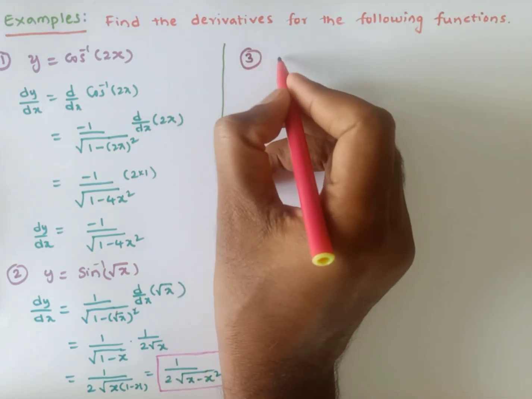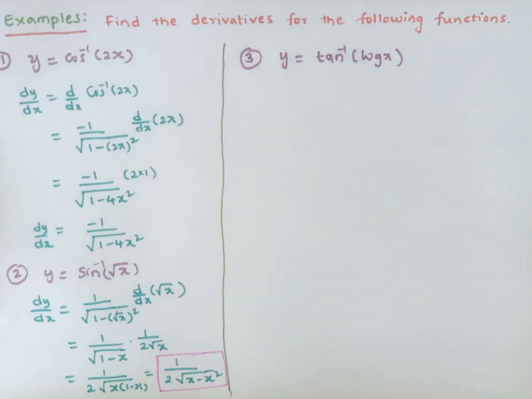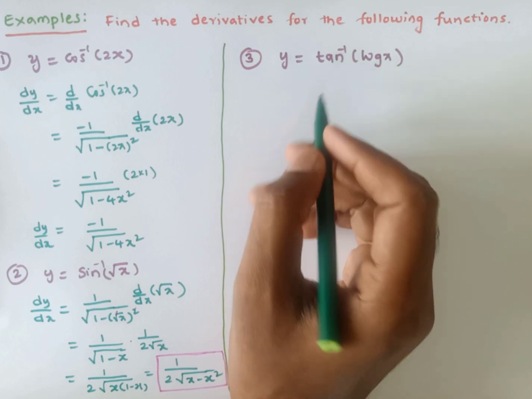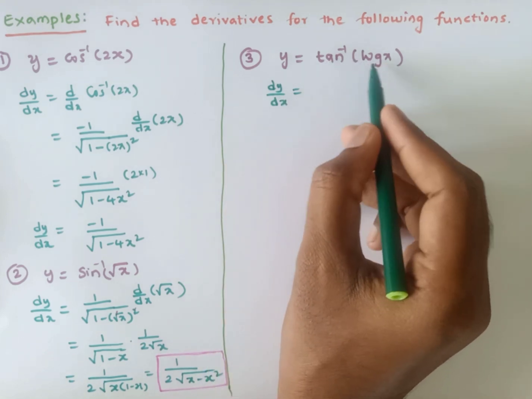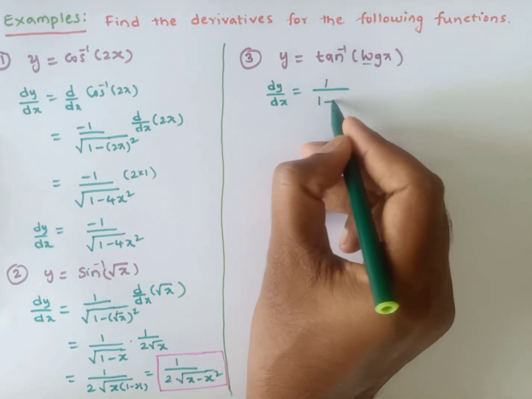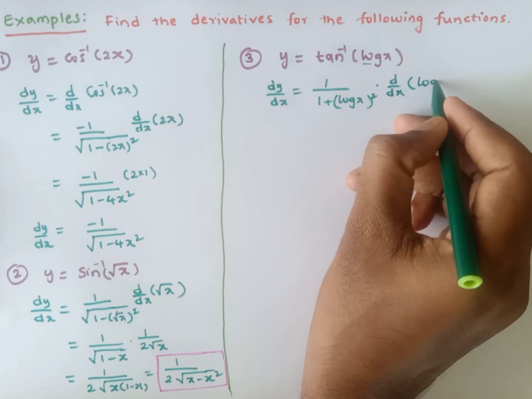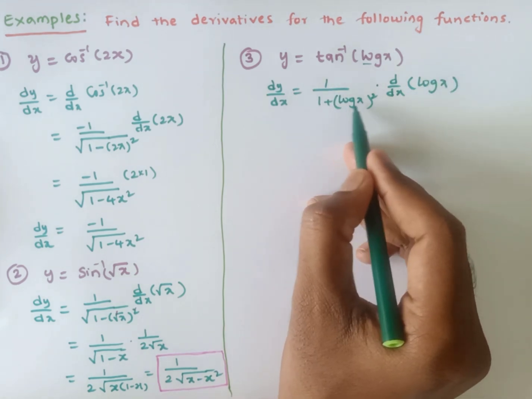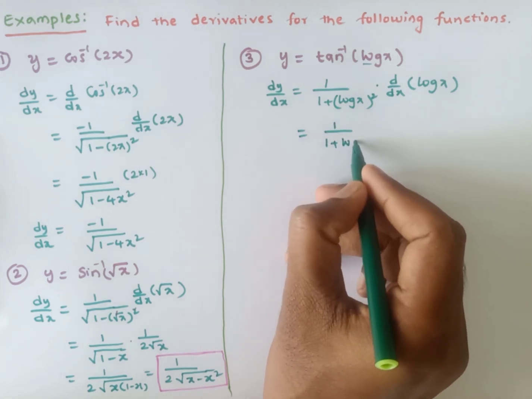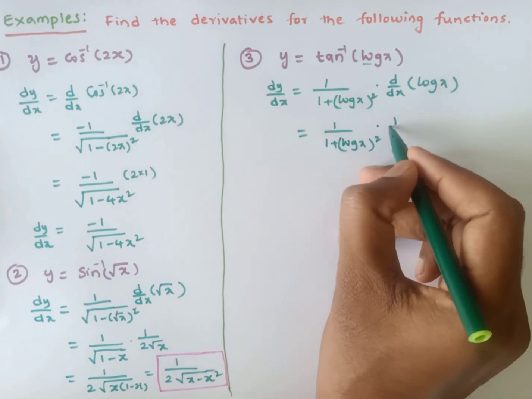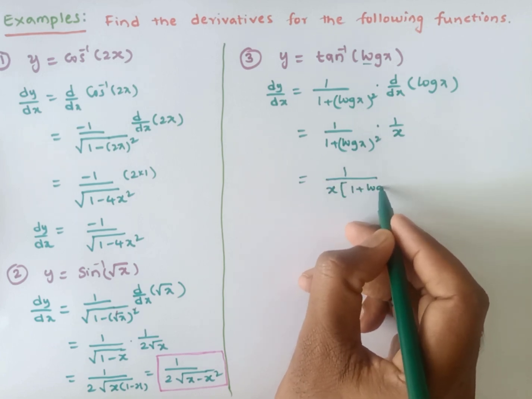Third one. y equals tan inverse of log x, or ln x, right? So find the derivative of tan inverse of log x. Apply the derivative on both sides with respect to x. dy by dx equals the derivative of tan inverse x, which is 1 by 1 plus x square, but instead of x, log x is there. So it is 1 by 1 plus log x whole square, into the derivative of the inner function log x, which is 1 by x. So finally it is 1 by x into 1 plus log x whole square.